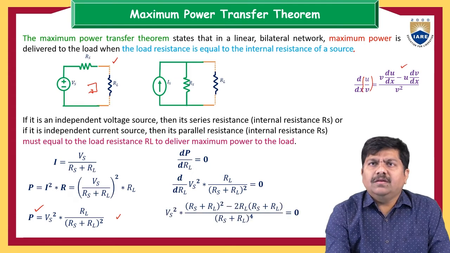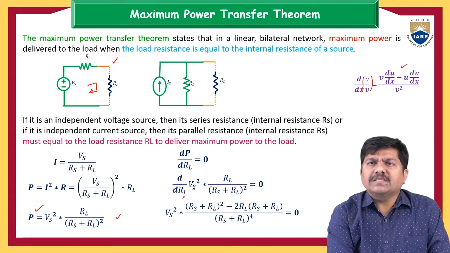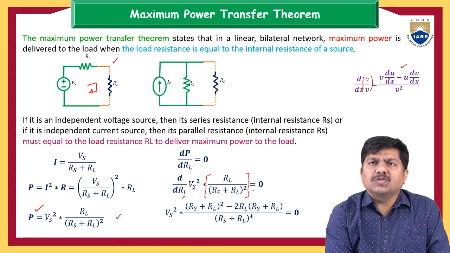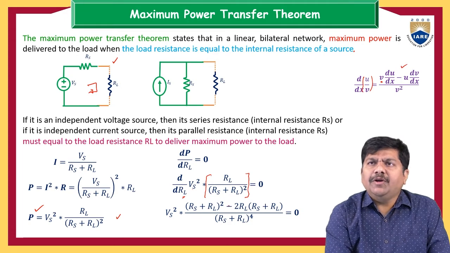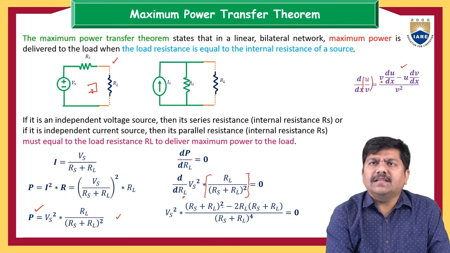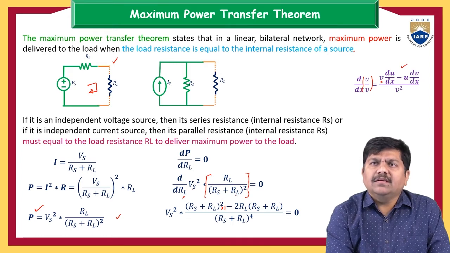So if we are taking the first derivative, Vs square is anyhow constant with respect to RL. Only the variable function is RL by Rs plus RL whole square. So Vs square into v, which is Rs plus RL whole square, into du by dx. Du by dx is nothing but d by dRL of RL, which is 1. So this is into 1, minus u, where u is RL, into dv by dx. dv by dx is nothing but d by dx of Rs plus RL whole square.